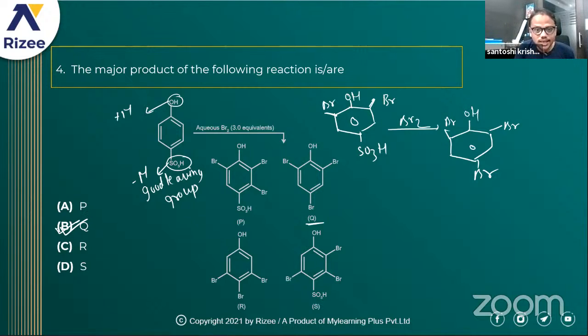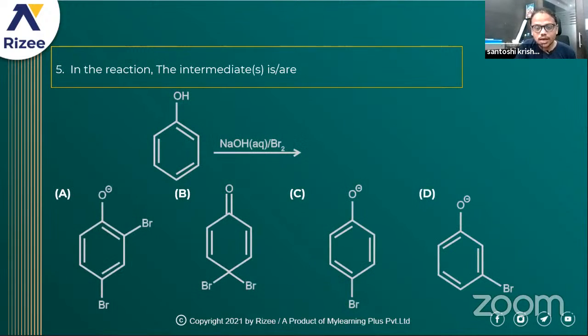Next, in the reaction, the intermediate is or are. So first of all, we will find what happens in presence of NaOH. Already I said it will form ONa. Okay. Now OH is an ortho-para substituting group, so bromine will be substituted here. Or I will write this one like this.